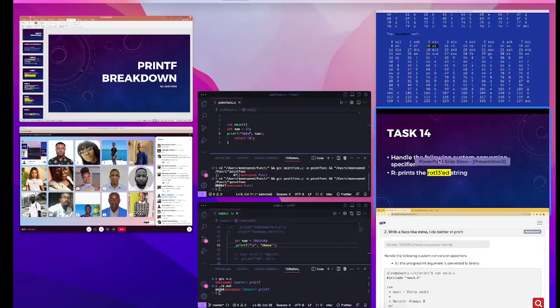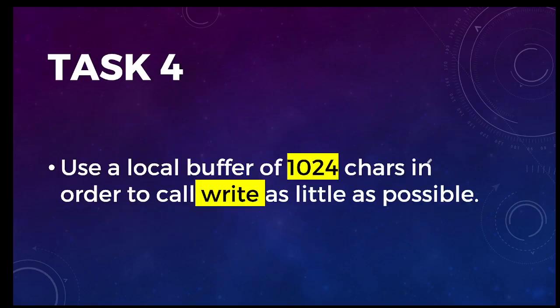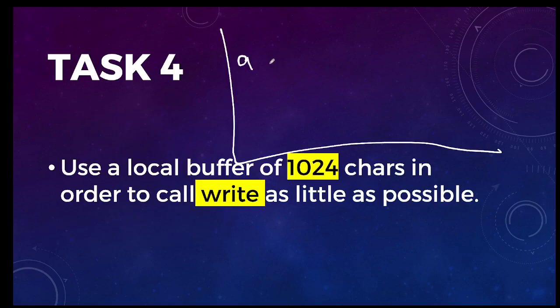So the final task says that you should handle the conversion specifier capital R that prints the rot13 string. What is the meaning of that? That's also actually very simple and straight to the point. So, what is the meaning of the rot13 string? Assuming I have alphabet A to Z.